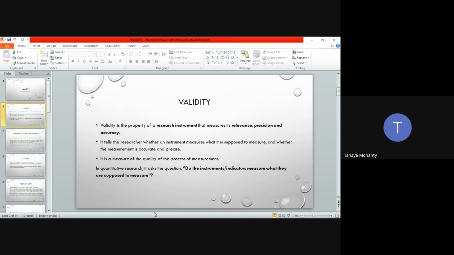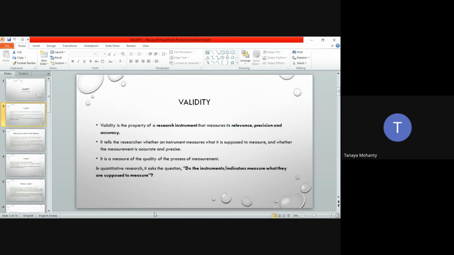And validity is that property of your tool which measures, number one, the relevance, number two, the precision, number three, the accuracy of the instrument. So, validity is not about data, it is not about the data being valid, it is about the instrument, the measuring instrument being valid.